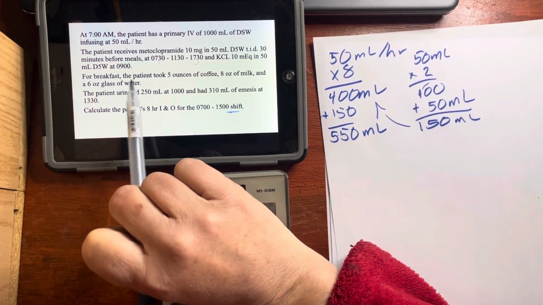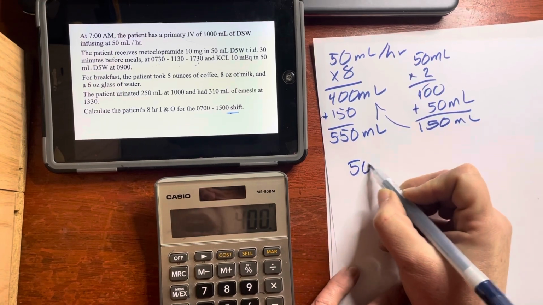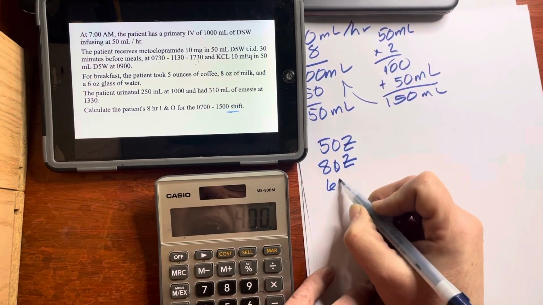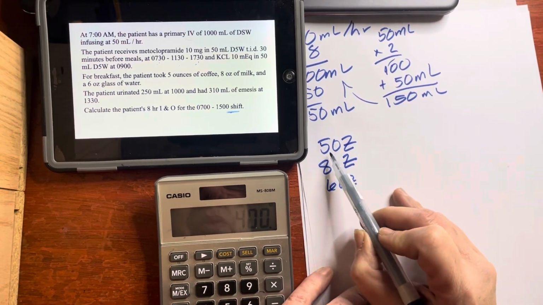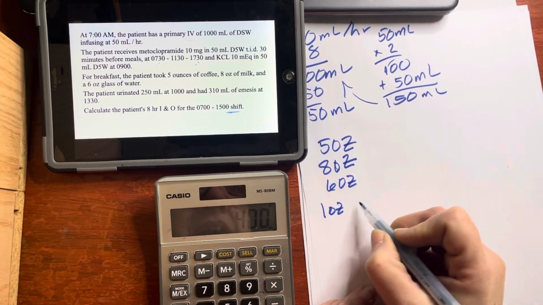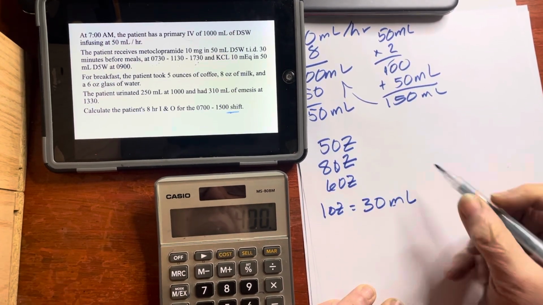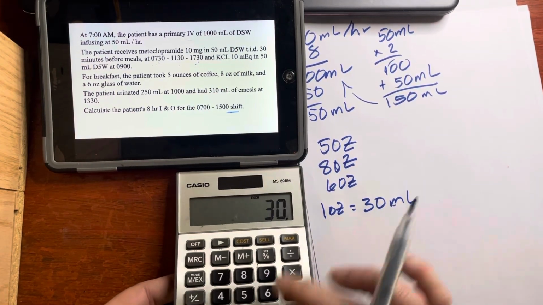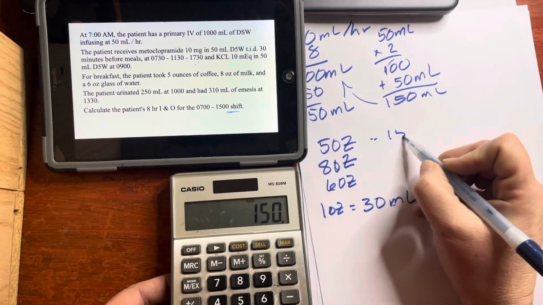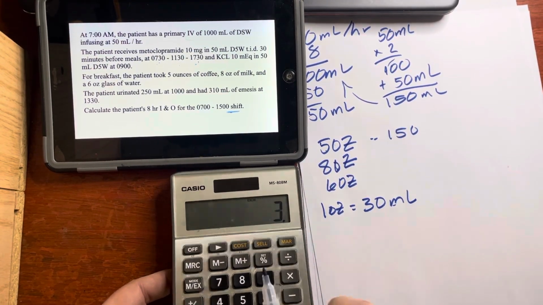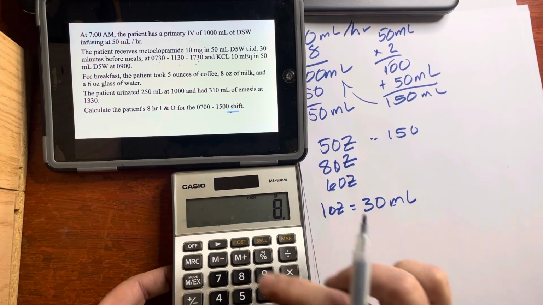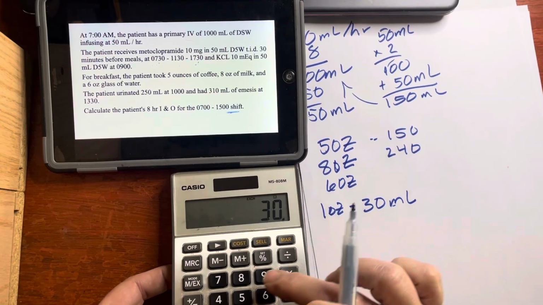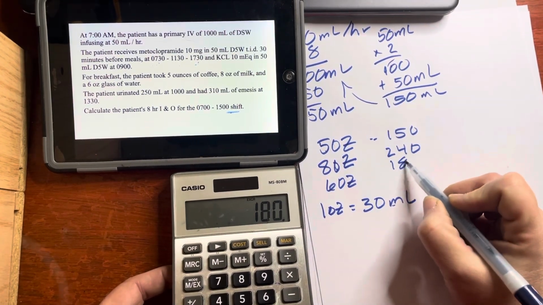And it says, for breakfast, the patient took 5 ounces of coffee. He had 8 ounces of milk, and he had a 6-ounce glass of water. So we have to know that 1 ounce equals 30 milliliters. And we got to multiply 30 times each one of those. So 30 times 5 equals 150. 30 times 8 equals 240. And then 30 times 6 equals 180.